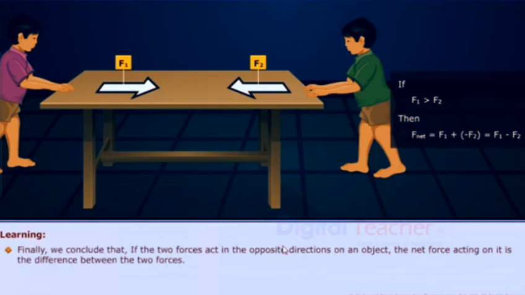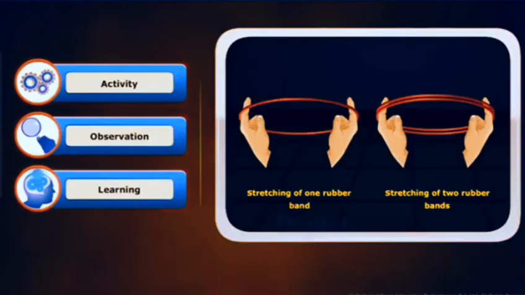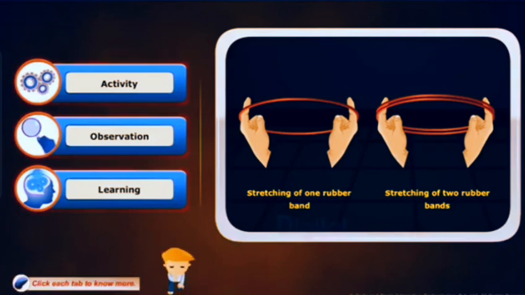Finally, we conclude that if the two forces act in the opposite directions on an object, the net force acting on it is the difference between the two forces. The object at rest moves in the direction of the net force acting on it. Now, let us perform an activity to know the effects of stretched rubber bands on fingers. Click each tab to know more.